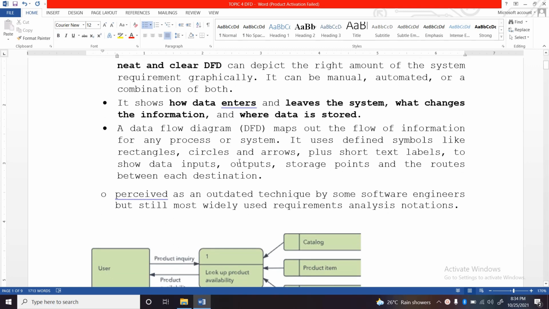Okay, let's move on. So a data flow diagram maps out the flow of information. We have the term map.